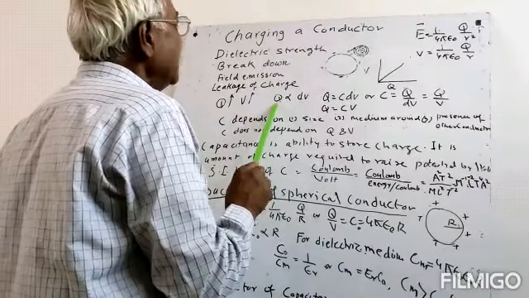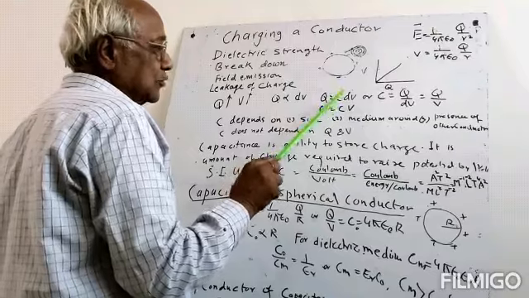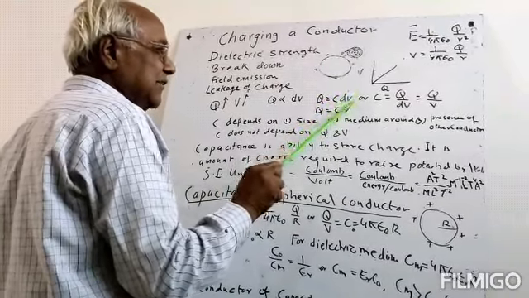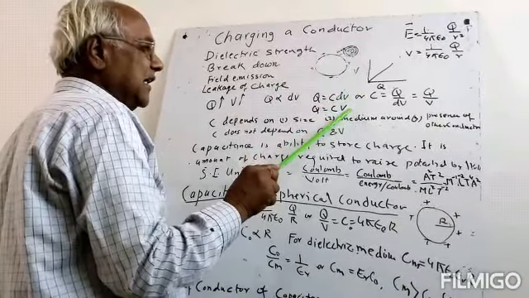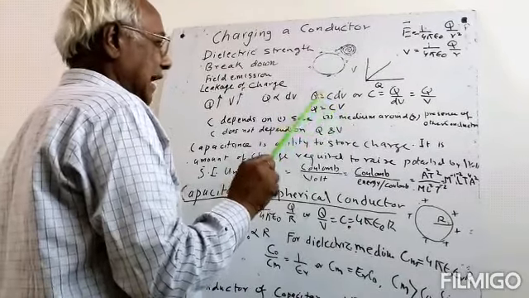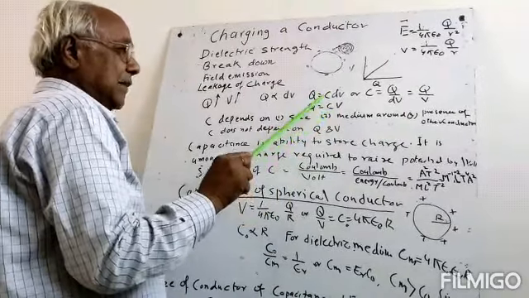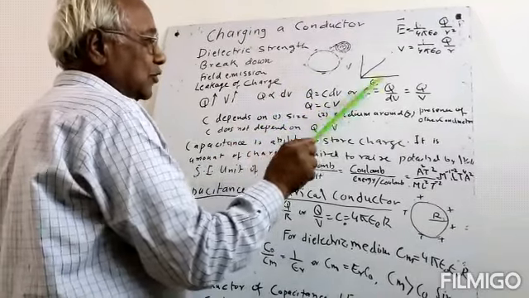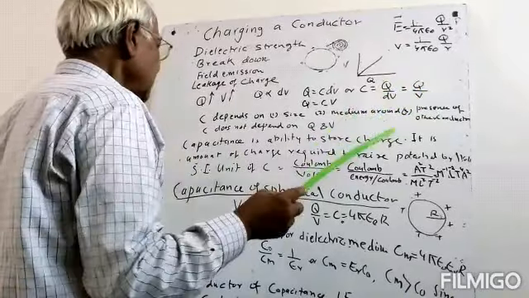Or we can write the proportionality constant as C. Q is equal to C into dV. Generally, dV is written as V. Actually dV is a change in potential, but we will generally write dV as V. So Q is equal to C into V. C is the proportionality constant, and this proportionality constant is known as the capacitance of the conductor. The capacitance of the conductor will be equal to Q by dV, or we can write Q by V.